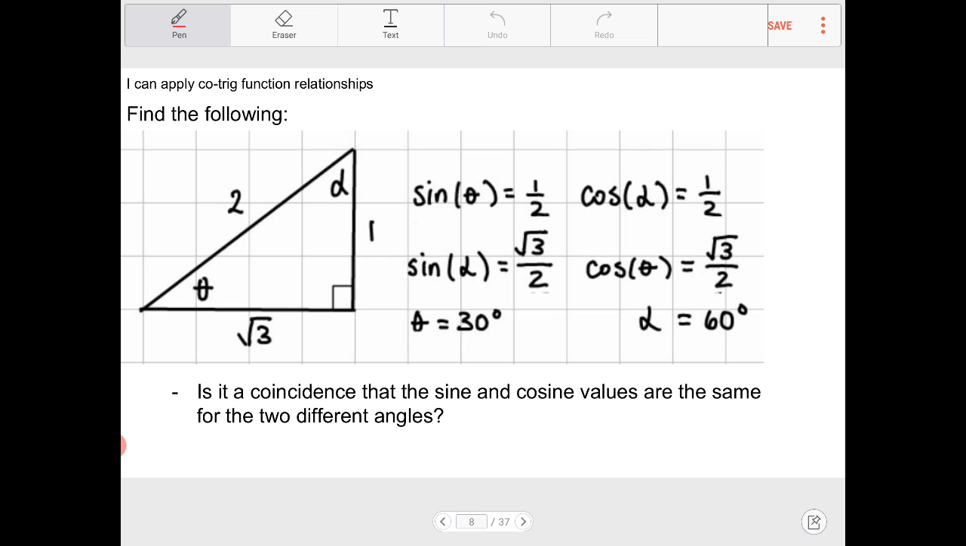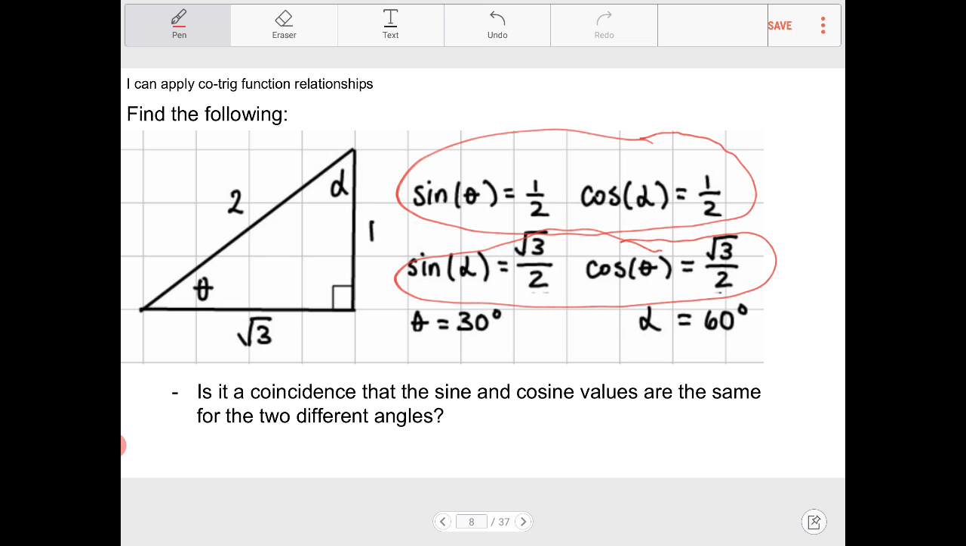I want you to look at this very closely. Do you think it's a coincidence that the sine and cosine values are the same for the two different angles? Look at this carefully and try to think about this. If you're thinking it's not a coincidence, you're absolutely right, because this is going to be true for a lot of other instances as well.